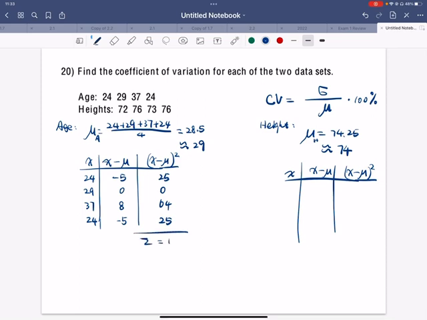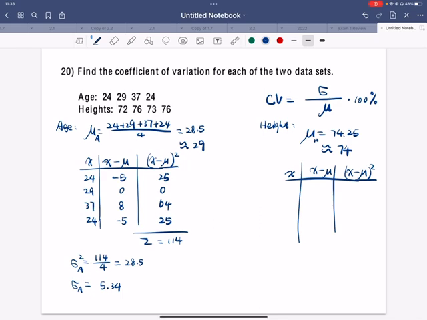That will be 114. Again, let me know if I'm wrong. 114. Alright, so sigma squared will be 114 divided by 4, that's 28.5. So sigma will be square root of 28.5. That's about 5.34. Okay, all those ones are for age.